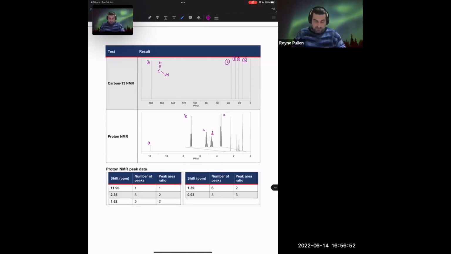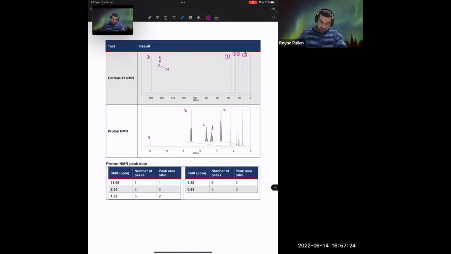Similar to what we saw in the carbon NMR, those 4 peaks, B, C, D, and E, are quite close to 0. They're between 0 and 2, which suggests they are far away from something that's deshielding them. Whereas the singlet at A is very, very deshielded. It's up at about 12 ppm. We'll come back to that one in a moment.